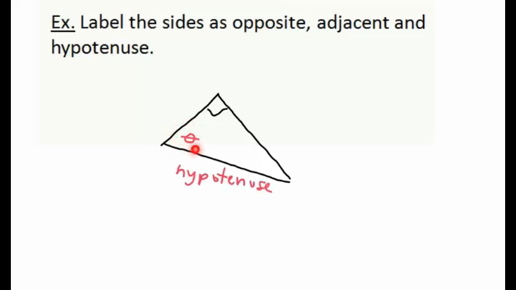Next, you want to use the placement of theta to tell you where the opposite and adjacent sides are. The adjacent side is going to be the one closest to the value of theta, and the opposite side is going to be the one across from the value of theta.